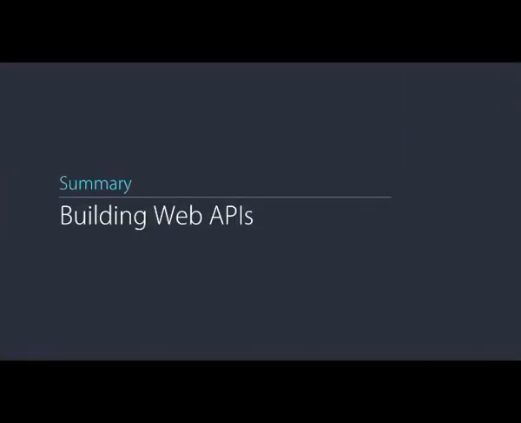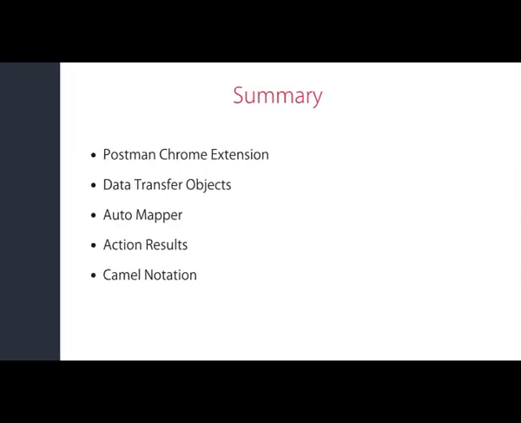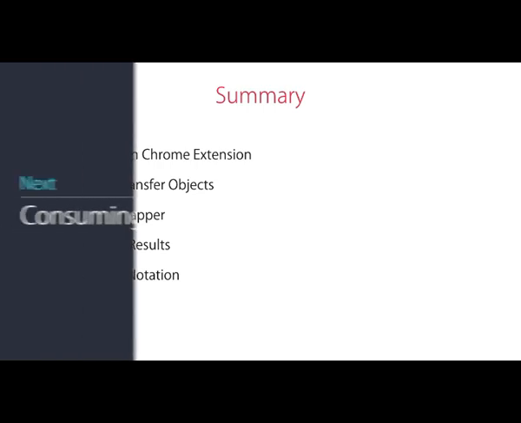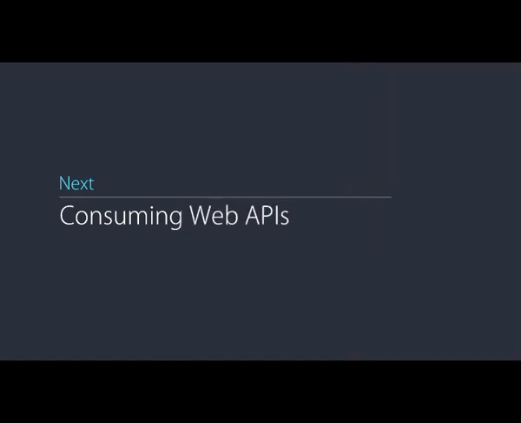All right, in this section, you learned how to build RESTful APIs using ASP.NET Web API Framework. More specifically, you learned about Postman for testing APIs, Data Transfer Objects or DTOs, AutoMapper, Action Results, and Camel notation in Web APIs. In the next section, we're going to shift our focus to client-side development. I will show you how to consume the APIs we have built in this section using jQuery and implement a few nice features in our application. So I will see you in the next section.